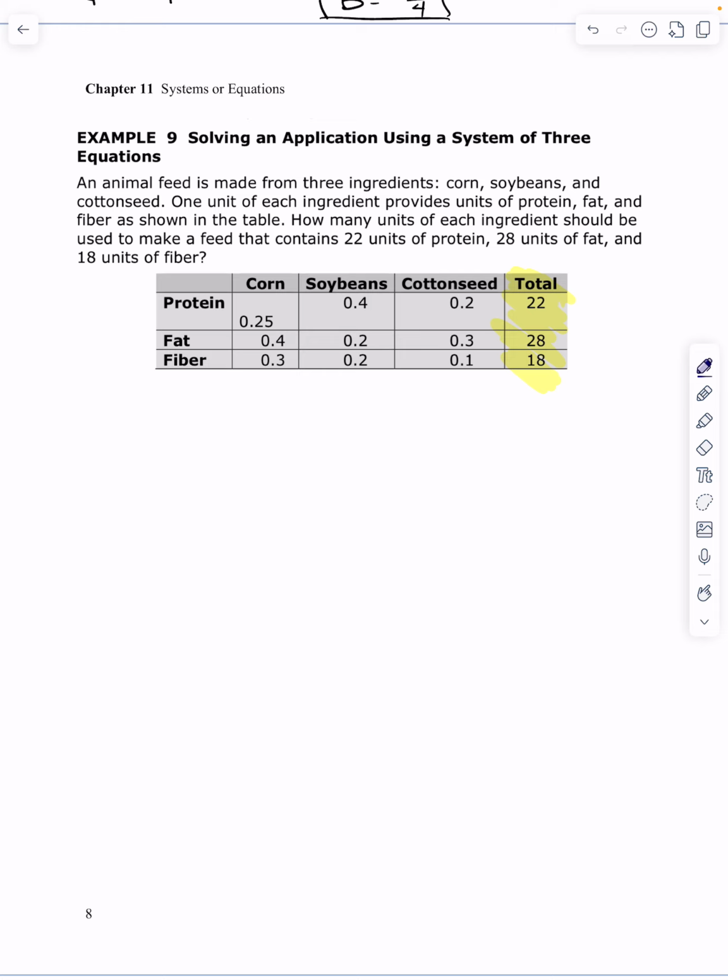Okay? So I am going to define my variables. A is units of corn. B is units of soybean. And C is units of cottonseed.